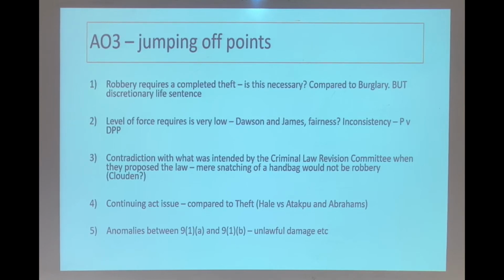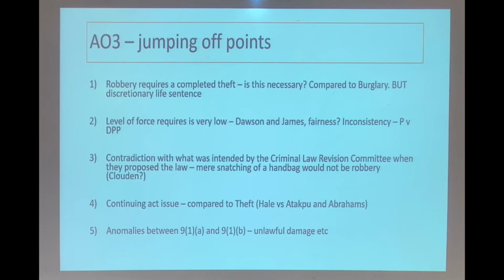The Criminal Law Revision Committee doesn't exist anymore. They're very much similar to the Law Commission. They operated in the sort of 70s and 80s, I believe. And they were actually the committee that led to the proposal and the formulation of the Theft Act as we know it today. And very clearly in that report, you can find it online, I presume, they proposed that the mere snatching of a handbag would not be robbery.